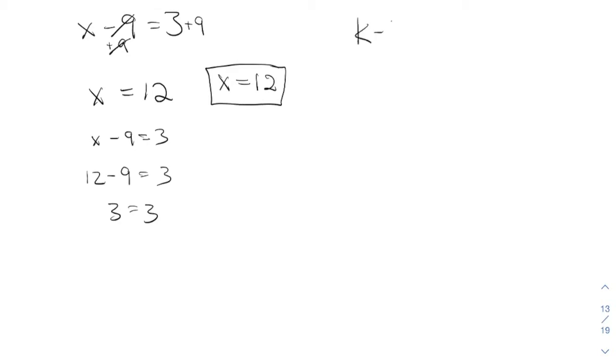K subtract 4 equals 1. Now again, this one is fairly simple. We can do this with inspection. Something subtract 4 equals 1. So K is going to equal 5. But we can do this using our opposite operations to show.